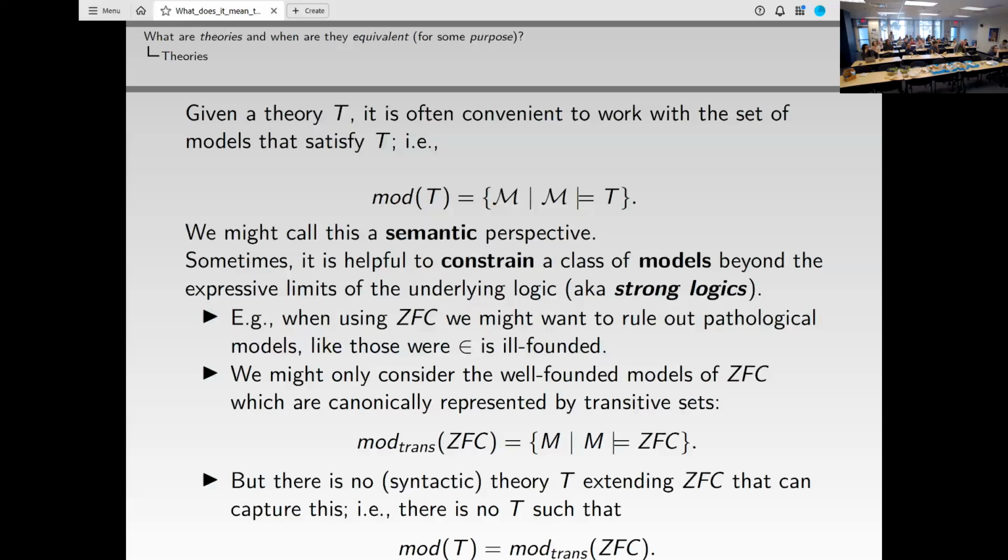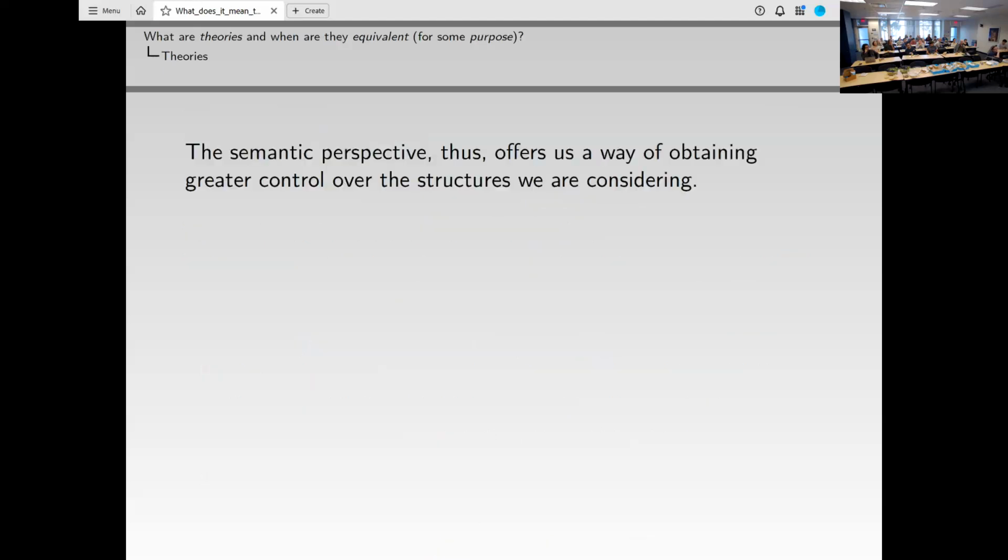Okay, but there's no syntactic theory. So there's no theory T extending ZFC that can capture this. So it's unaxiomatizable. It's beyond what we can actually capture with a theory, yet it's something that's very convenient to use. So there's no theory that we can add here that will give us the transitive models of ZFC. We need to do something on the outside. Okay, so this is good though. The semantic perspective thus offers us a way of obtaining greater control over the structures we're considering. And this distinction, as people know, has a number of incarnations.